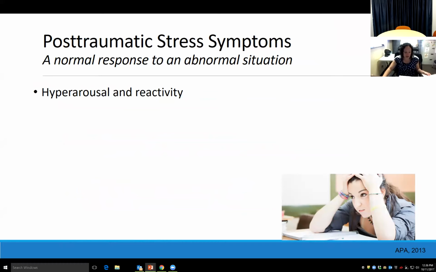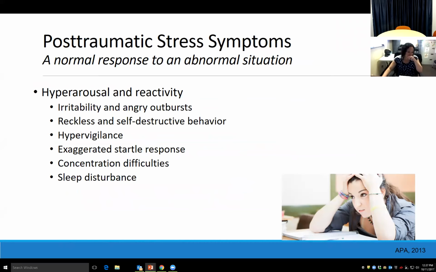And our last category is hyperarousal and reactivity. Examples of this are irritability and angry outbursts, reckless and self-destructive behavior, which can look like many different things. We tend to see this in teens and young adults particularly. Hypervigilance, so always kind of on the lookout for what's going on around me. And similarly, an exaggerated startle response. Any noise, I have a big reaction to, or I'm jumpy. Having concentration difficulties, which is very common in many different diagnoses, but we see a lot with individuals who have experienced trauma. And then similarly, having trouble sleeping.